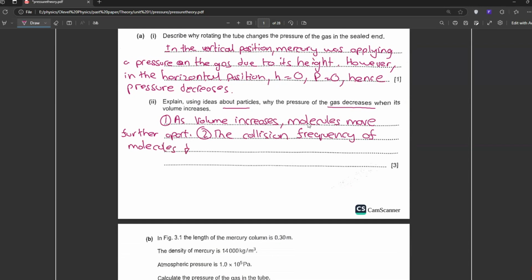As the collision frequency of molecules decreases, what will happen? The force per unit area decreases, and as the force per unit area decreases, what will happen? The pressure decreases. Simple as that. Nothing complicated.